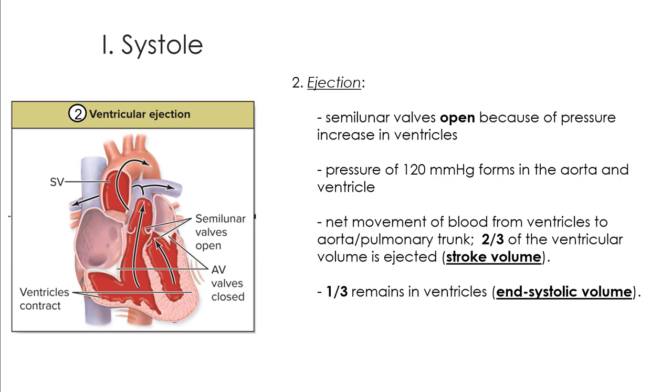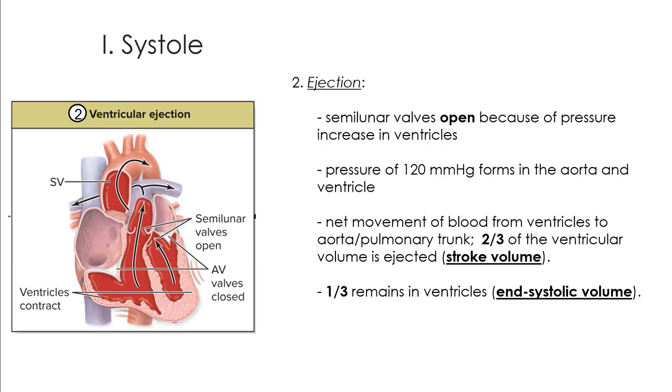Now, as you become more active and as your body demands more blood and more oxygen, that number can decrease slightly, and so think of this as almost a reserve with which your body can use more of the blood in the ventricles in cases of emergency. But again, under normal conditions, 2/3 of the blood in your ventricles is ejected per beat, and that's called your stroke volume.